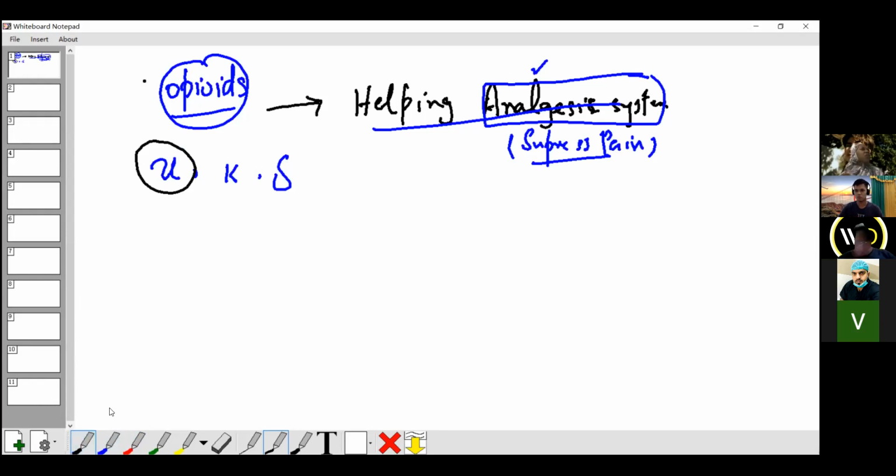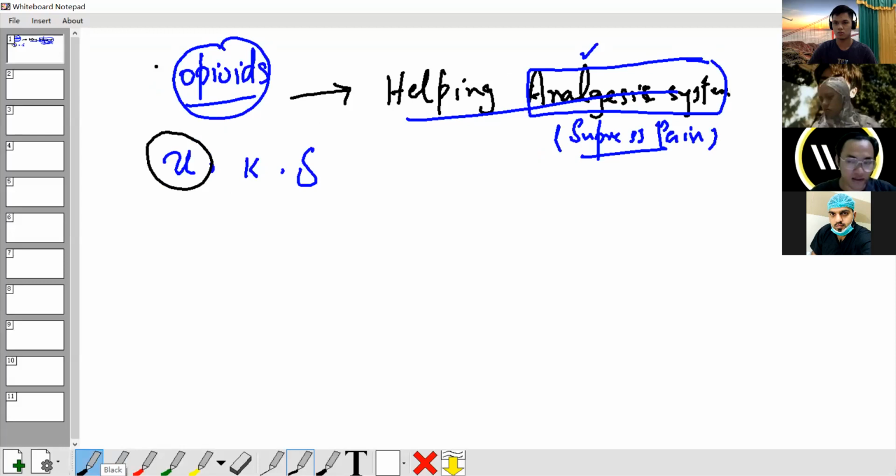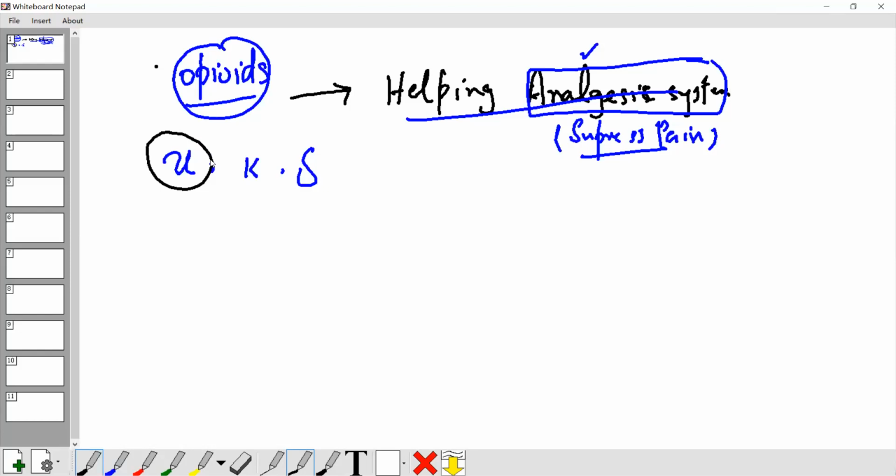Okay. Now, first, before going to the opioid list, we must know about the side effects of these drugs, how they work in our body. So this mu receptor is mostly present in our CNS. This mu receptor is also present in the hypothalamus.